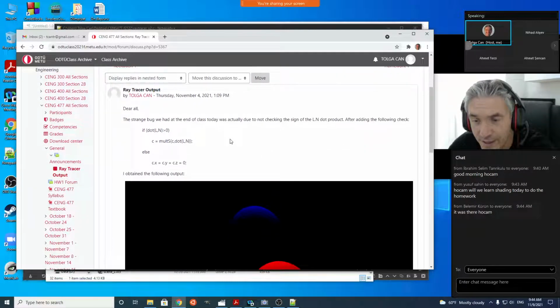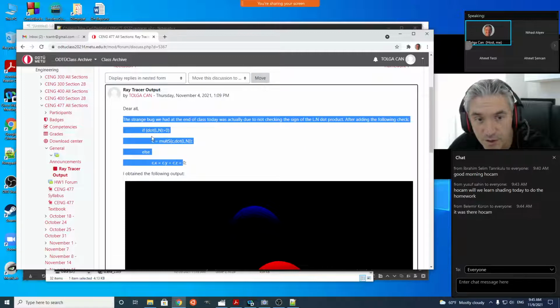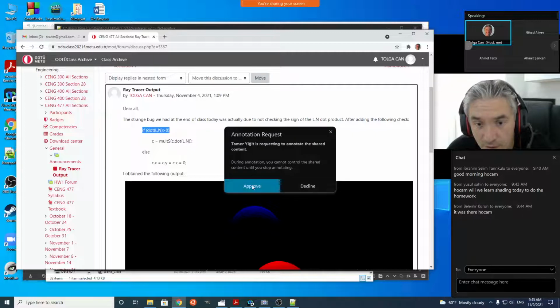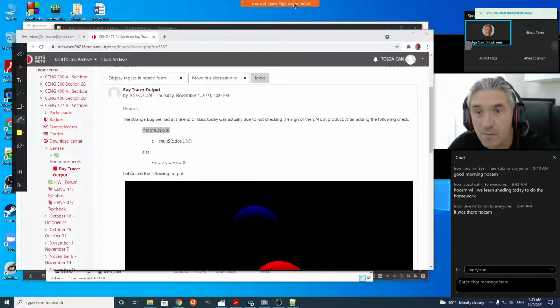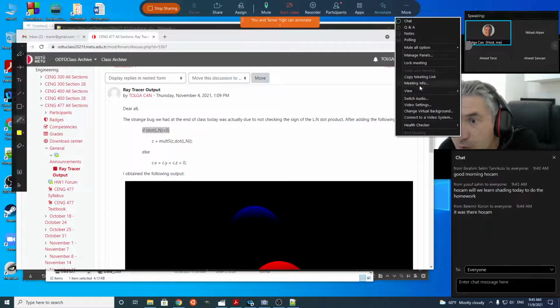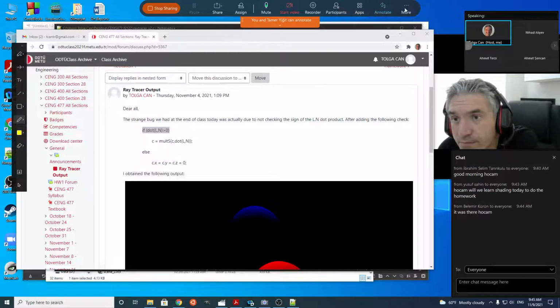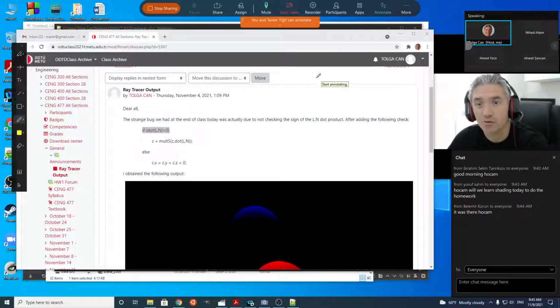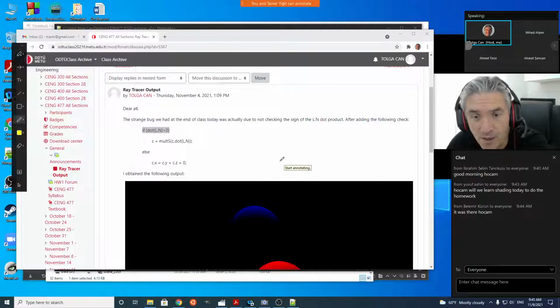So in order to correct that strange bug, we need to insert this code. We need to check the dot product. This is actually something we started learning about. I can allow people to, where are the more options? Enable apps participants. Where was that? Allow annotate. Oh, no, actually it was in Zoom. So you should be able to annotate if you want to show something.